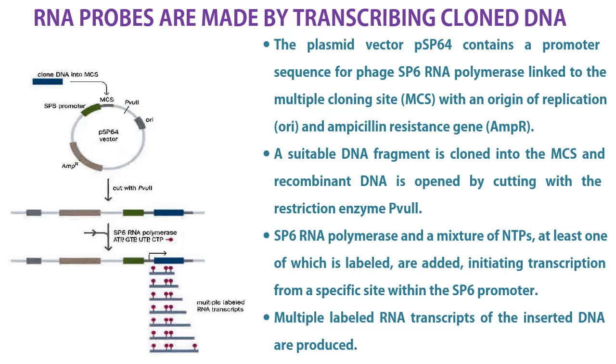A suitable DNA fragment is cloned into the MCS and the recombinant DNA is opened by cutting with a restriction enzyme. SP6 RNA polymerase and a mixture of NTPs, at least one of which is labeled, are added, initiating transcription from a specific site within the SP6 promoter. Multiple labeled RNA transcripts of the inserted DNA are produced.